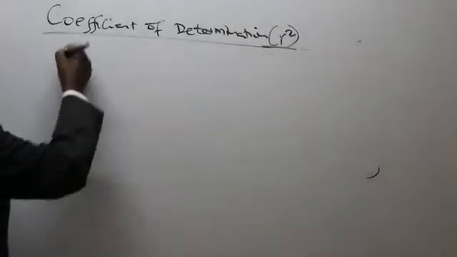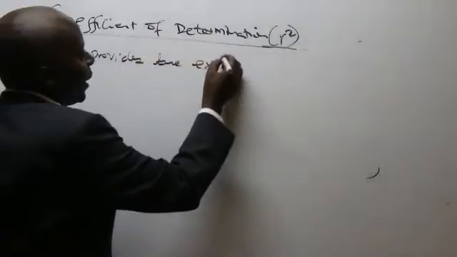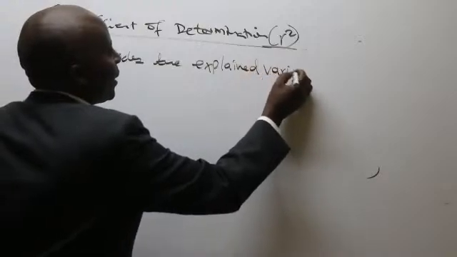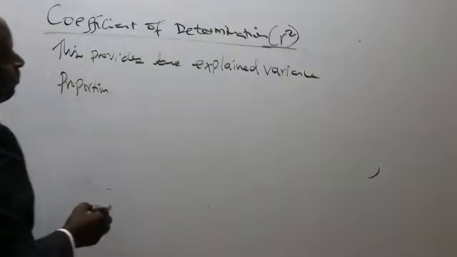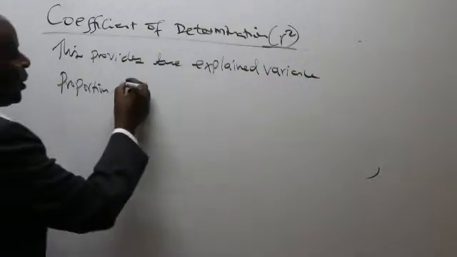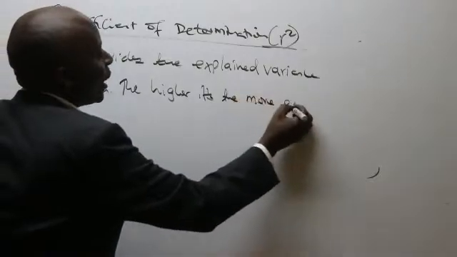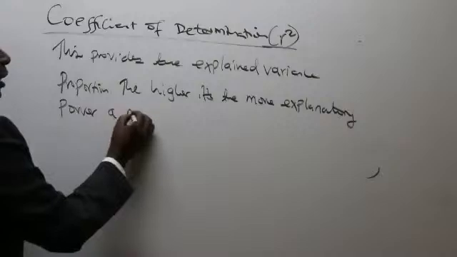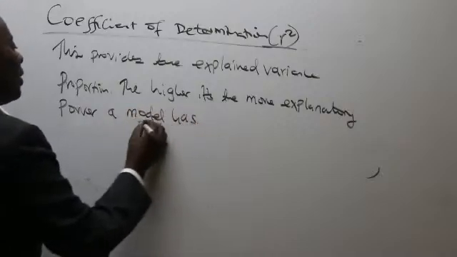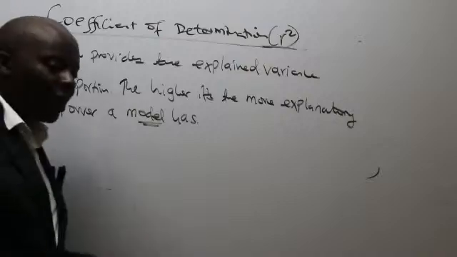So this tells us that this provides the explained variance proportion. The explained variance proportion. The higher it is, the more explanatory power a predictive model has. The higher it is, the more explanatory power a model has.